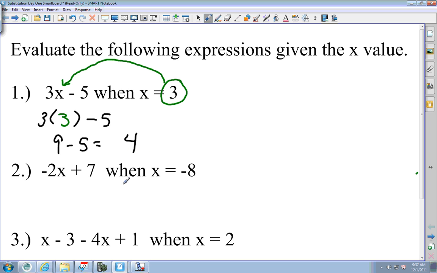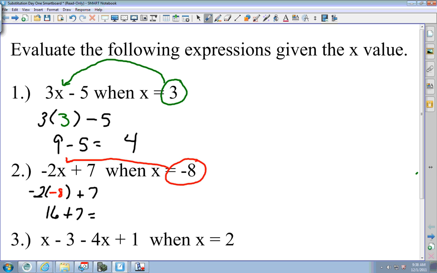What about this next one? It says when x is -8, what's the expression to evaluate it? So I'm going to put -8 in here for x. I get -2 times, instead of x, I'm going to take x out and substitute -8 in, plus 7. -2 times -8 is positive 16. 16 plus 7, 23.